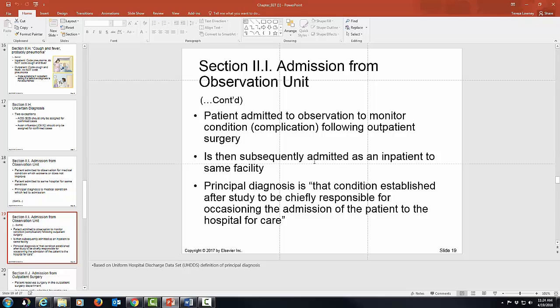Or if the patient is subsequently admitted as an inpatient to the same facility, the principal diagnosis then is that condition established after study to be chiefly responsible for the admission. So again, if the patient has complications after an outpatient surgery and is admitted, that is exactly what you're going to code, the reason for the admission. This is based on the Uniform Hospital Discharge Data Set definition of a principal diagnosis.